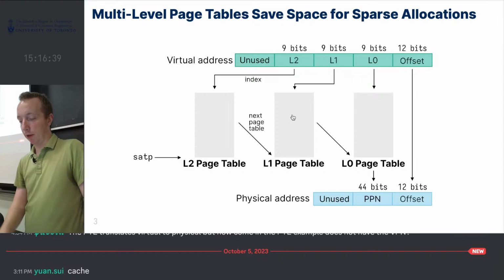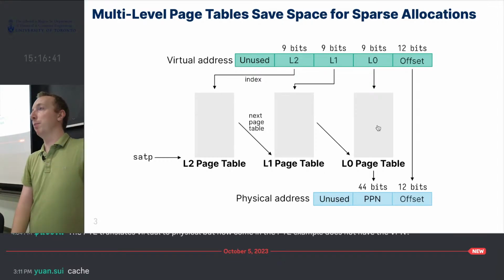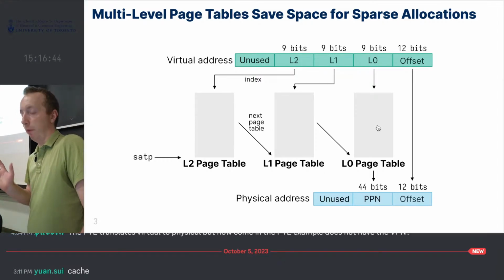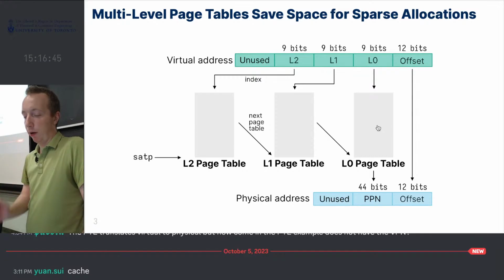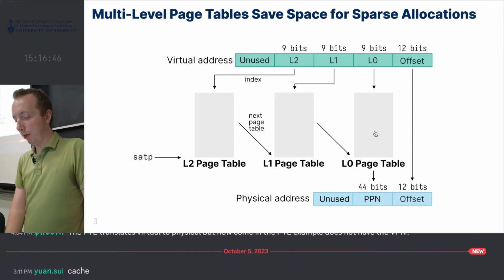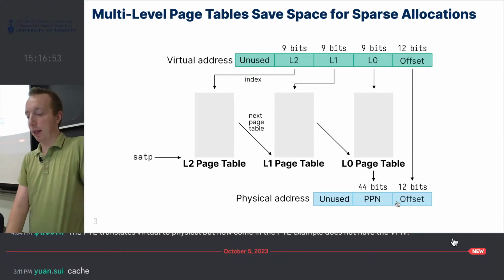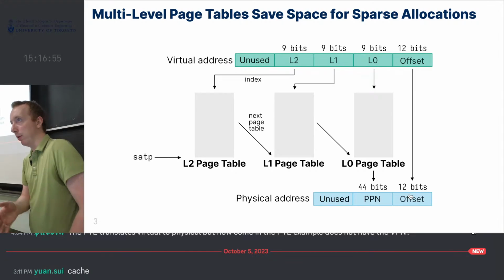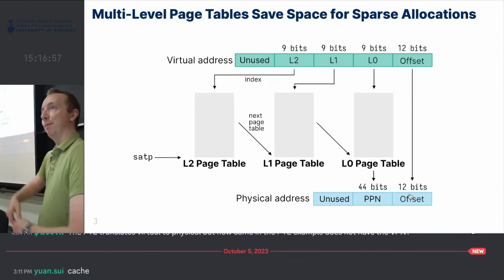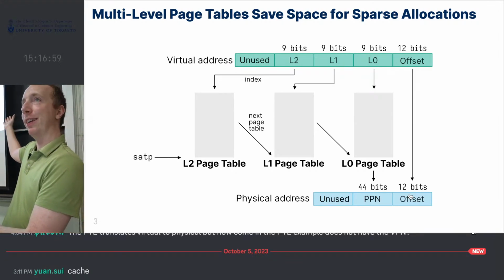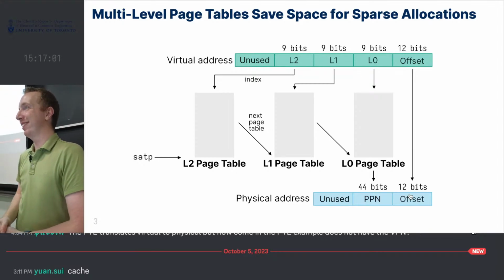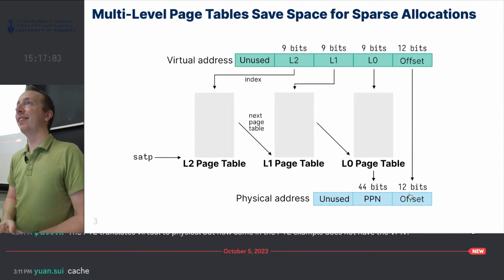And then mercifully, in the L0 page table, it behaves exactly like we saw before. In that page table entry, we get the physical page number for the actual physical address we finally care about, and keep that the same. And again, we don't do anything with the offset. So, any questions about this fun thing? Make sense?